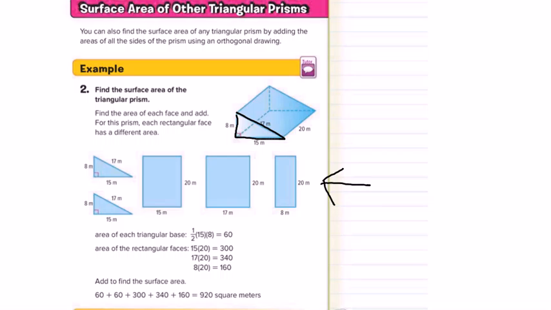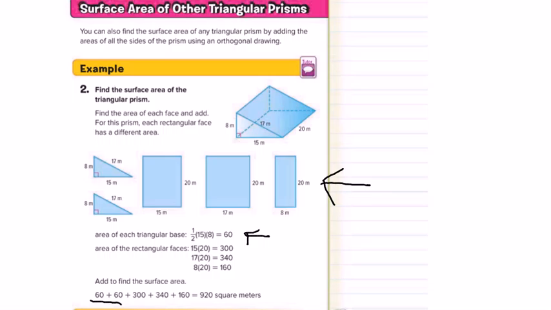I know to find the area of a triangle I have to do 1/2 times base times height, and if I look at what sides make that right angle to create my base and my height, I would know that 15 and 8 are the measurements for my base and my height. So 1/2 times base times height is going to be 60 square meters. And I have 2 of those triangles, so I'm going to have 60 plus 60 so far to find my total surface area.